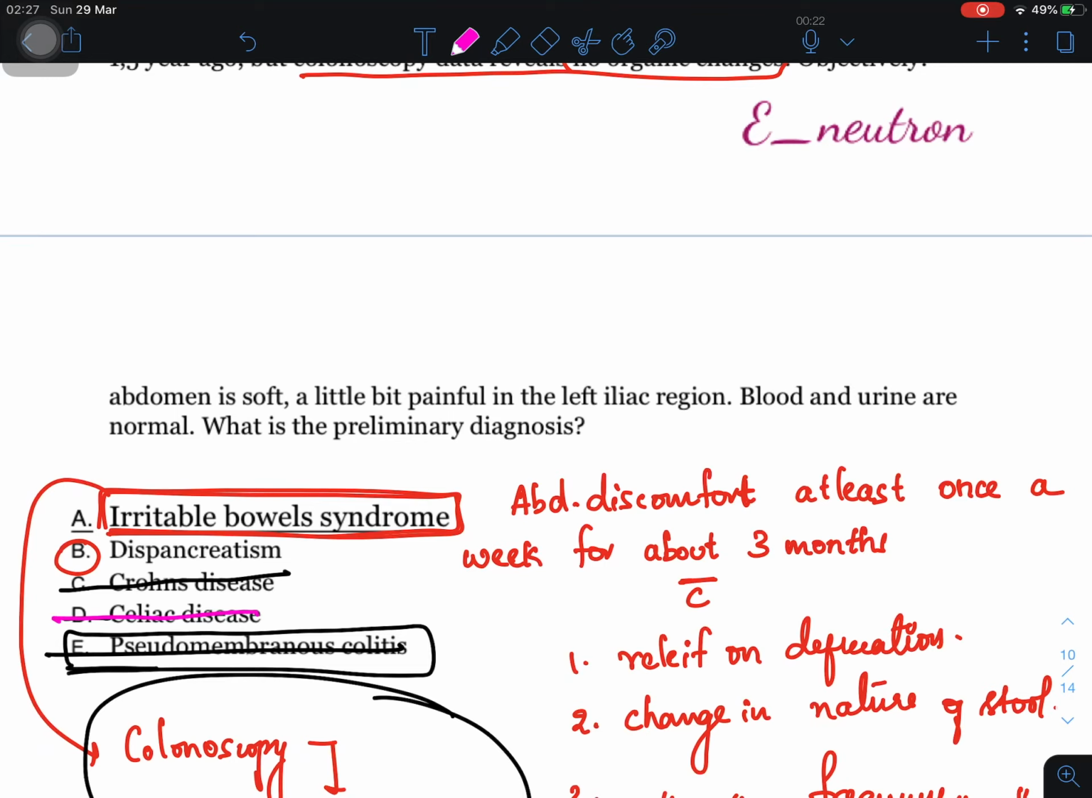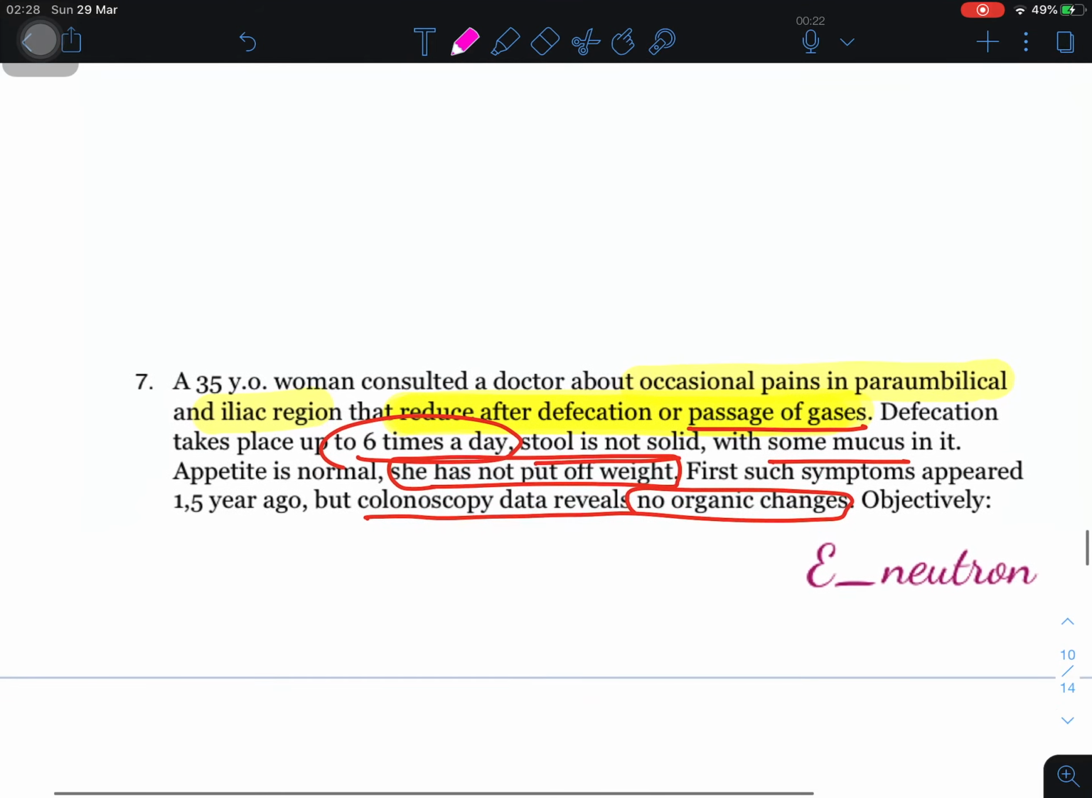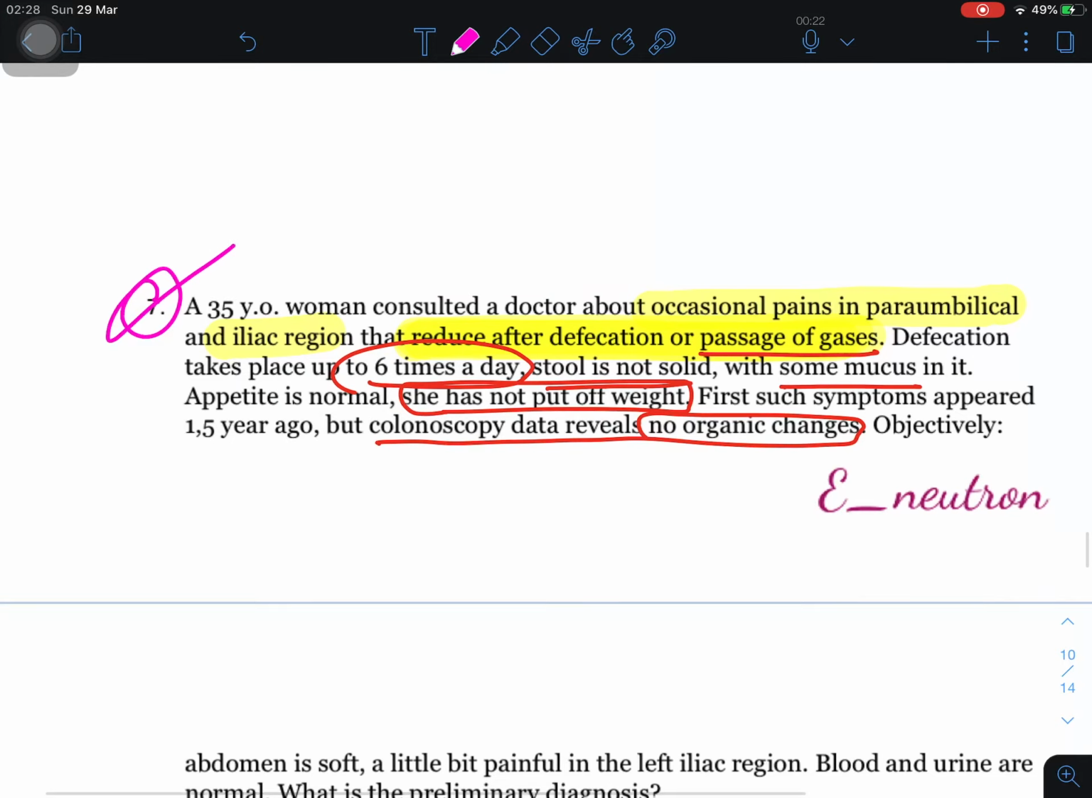Dyspancreatism means the pancreas is not able to release enough enzymes. What are the enzymes released by the pancreas? Exocrine function is release of protease, amylase and lipase. If they are not released into the duodenum, then there is no digestion within the duodenum, so this will cause steatorrhea. There is no complaint of steatorrhea here. So I hope you understood this question very well. Question number 7 is done.